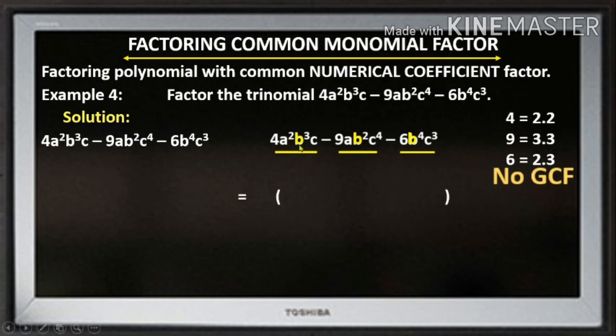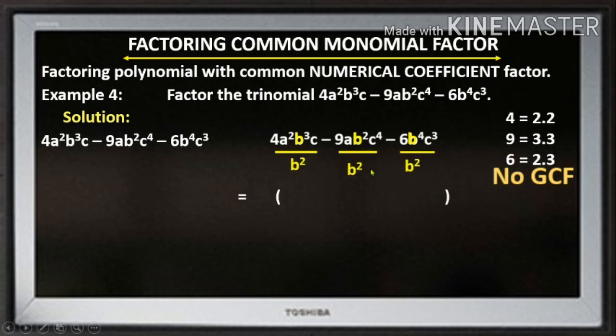Now let us look at here. There is b in the first term. There is also b in the second term. And there is also b in the third term. Okay, now let's look at the degree of the variable b. Here, b is in the third degree. In the second term, b is in the second degree. And in the third term, b is in the fourth degree. Now, we choose b squared, since b squared is the smallest degree of the three, this will become our common factor.